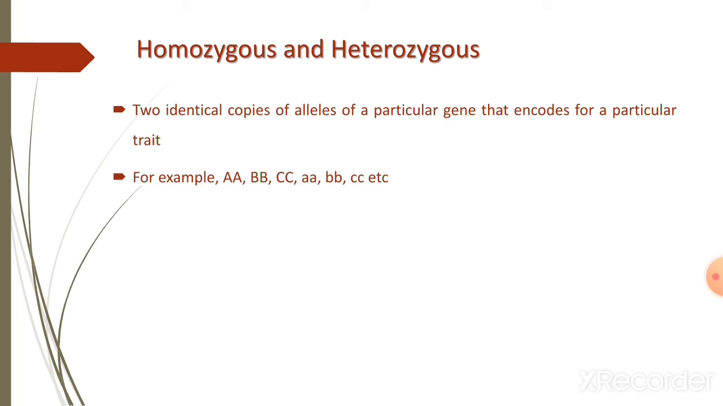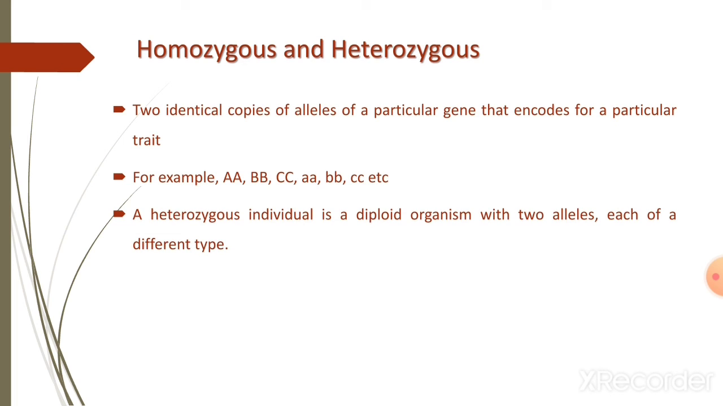Two identical copies of alleles of a particular gene that encodes for a particular trait is known as a homozygous condition. For example, capital A, capital A, capital B, capital B, capital C, capital C, these are the homozygous dominant condition. Now small a, small b, small c are the homozygous but recessive condition.